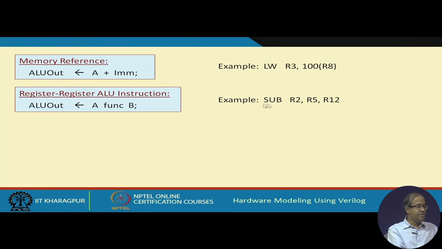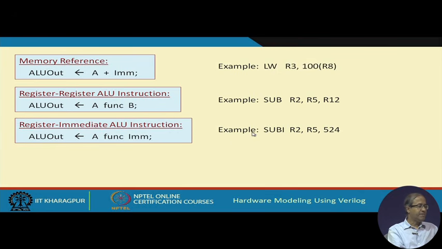Similarly, for a register ALU operation like this, let us say subtract R2, R5, R12, here A is R5 and B is R12, and func is actually the kind of the function, subtract means this is subtraction. So, you carry out the operation specified by the instruction on the operands which will be in A and B, and again the result is stored in ALU out. And if it is a register immediate operand, then it is similar, but the second operand is not B, the second operand will be IMM. R5 will be A and 524 is IMM.